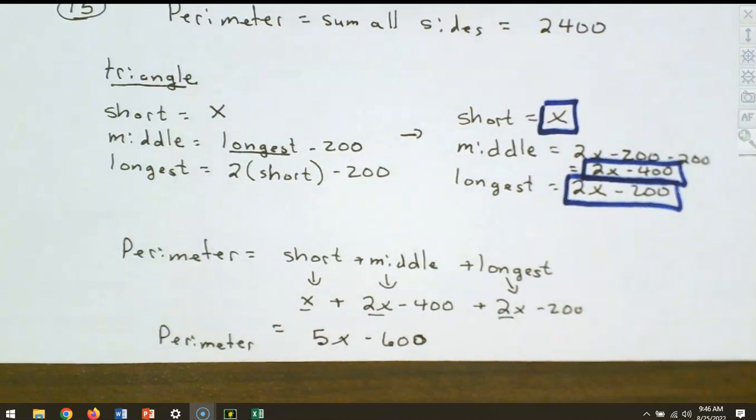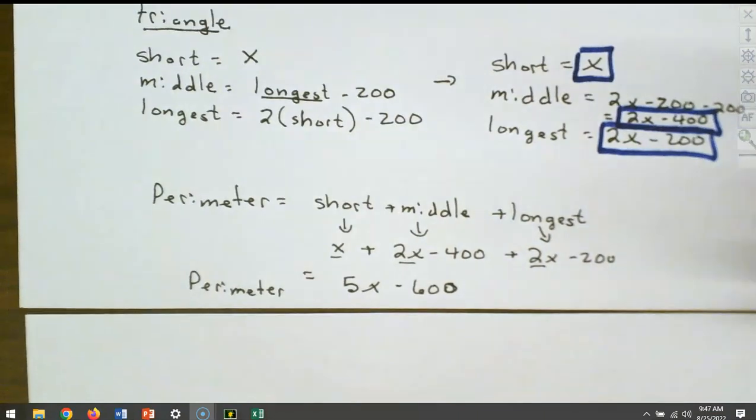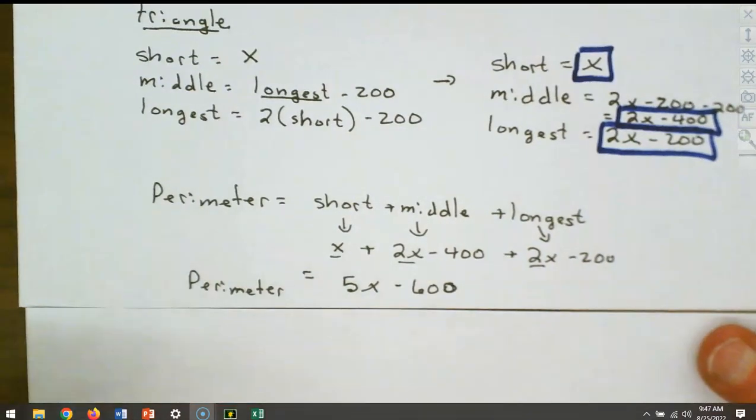I think this is the easiest way to work these out. I like to write things out in words, then translate it to a variable, and then put it all together. Sometimes you might just jump to the variables, but then I think students forget what we're doing, and then it's easy to get mixed up. So we have our perimeter, which is that 5x minus 600.